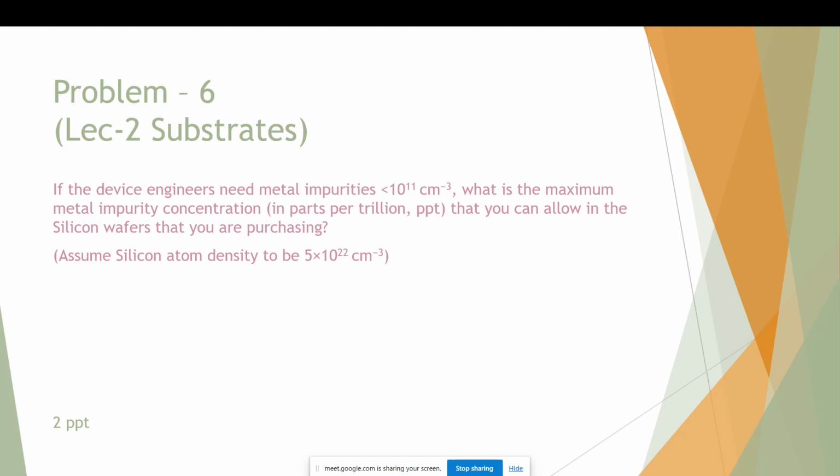So the next question is, this is just a numerical, it's very easy. If the device engineers need metal impurities less than 10^11 per centimeter cube, what is the maximum metal impurity concentration in parts per trillion that you can allow in the silicon wafer that you are purchasing? So when you want to purchase a silicon wafer and your design requires that the metal impurities be less than this number, it's just converting this number to parts per trillion. How will you do it given that the silicon atom density is so much?